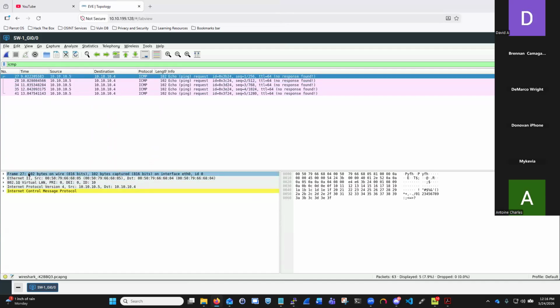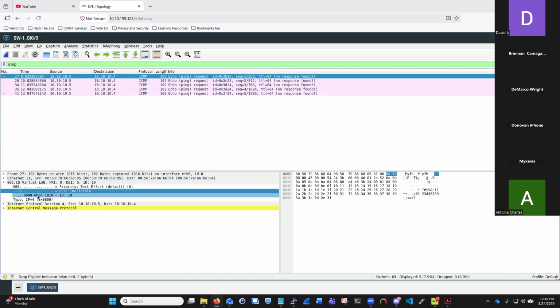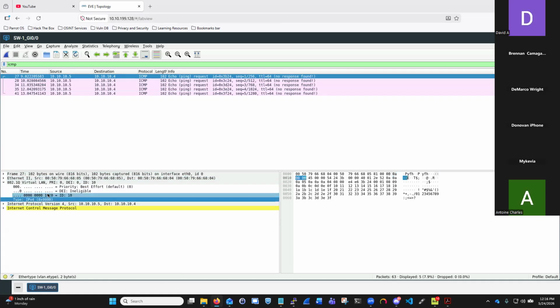So we have our frame. We have layer one, we have layer two, and we have some information right here. Let's take a look at that. This is our 4 byte header, by the way. So we have best effort, we have our priority, we have our flag, we have our type, it's IPv4. Also, what is this? We have our VLAN ID right here, which is telling us it is in VLAN 10. This is what it looks like, guys. Does this make sense?